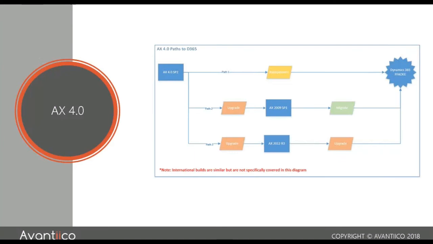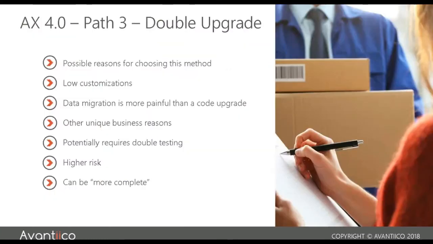So again, if you're running 4.0, what are your options? Again, re-implement, and then you can use the data management framework to load in your key selected, sort of base data, or you can do a double upgrade. I would imagine the easiest would be to go from 4.0 to 2009, and then from 2009 to use the tool from Microsoft. If you wanted the full transaction history, the full code, you're going to have to go from 4 to 2012 R3, and then R3 to 365. Again, it's possible, but a significant undertaking.